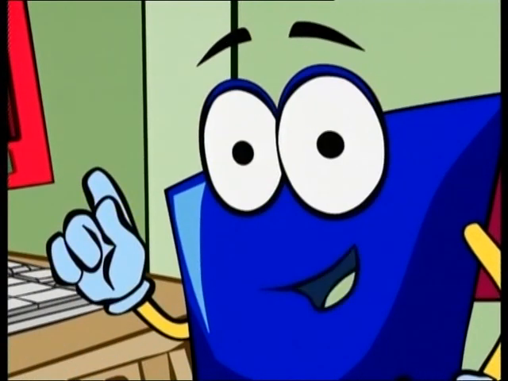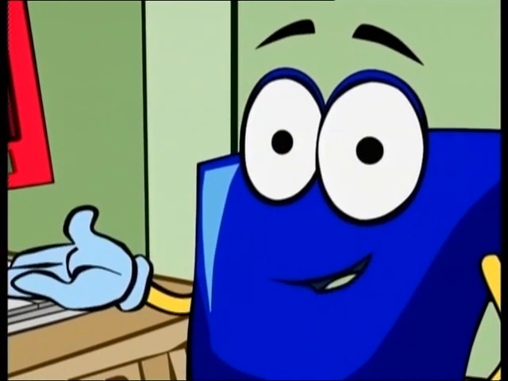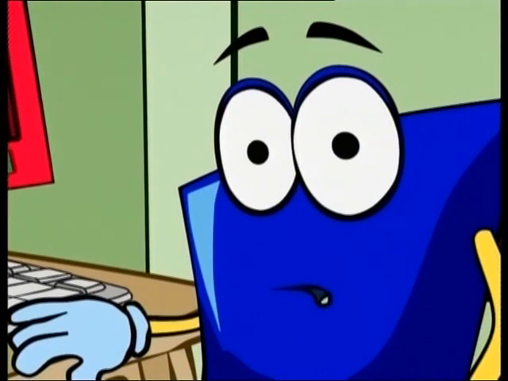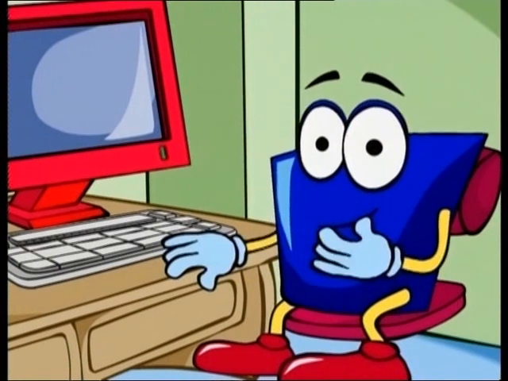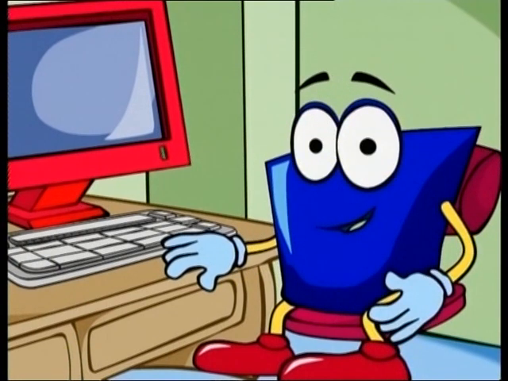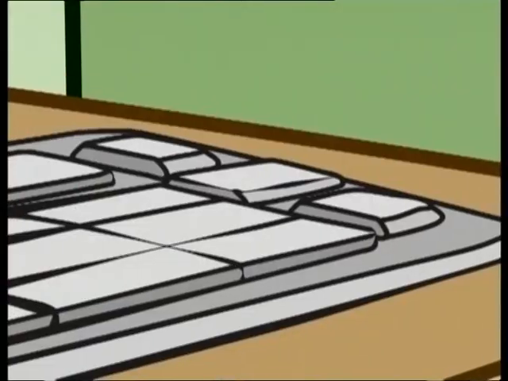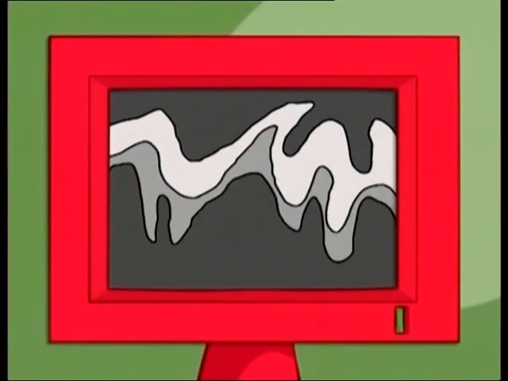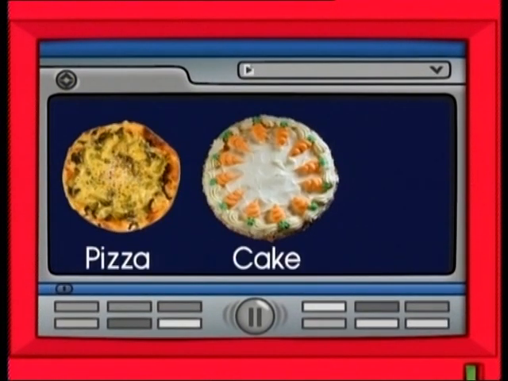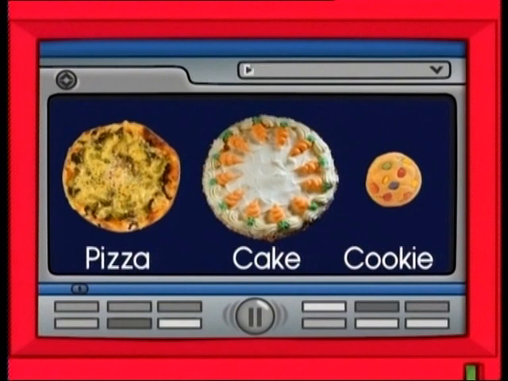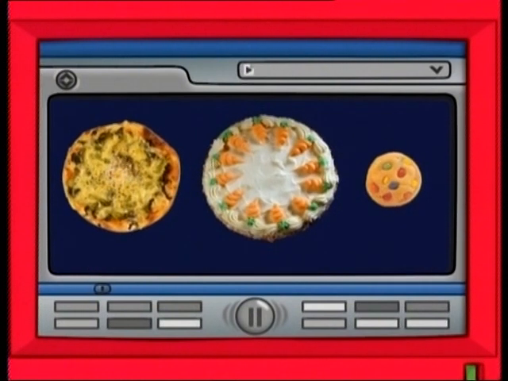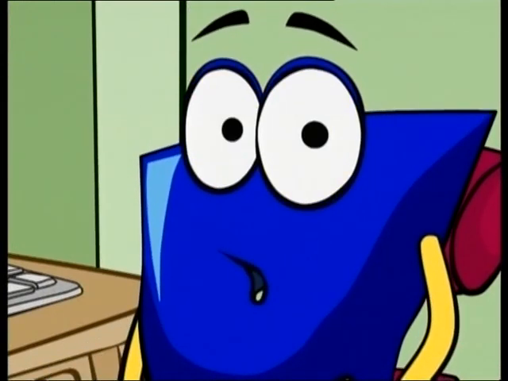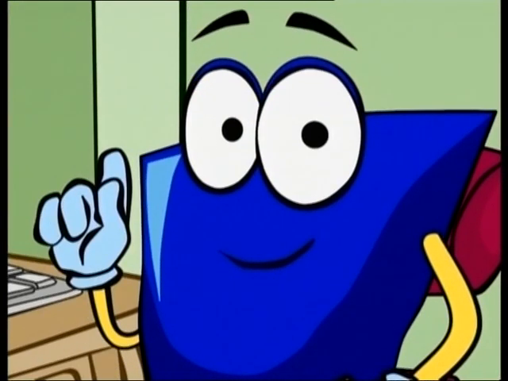A fraction is a number that shows a portion or part of a whole. To understand fractions, you must be able to see how a certain part fits into a whole. Let's take a pizza, a cake, or a cookie as a whole. They are all different in shapes and sizes, yet we can still divide them into parts or fractions.